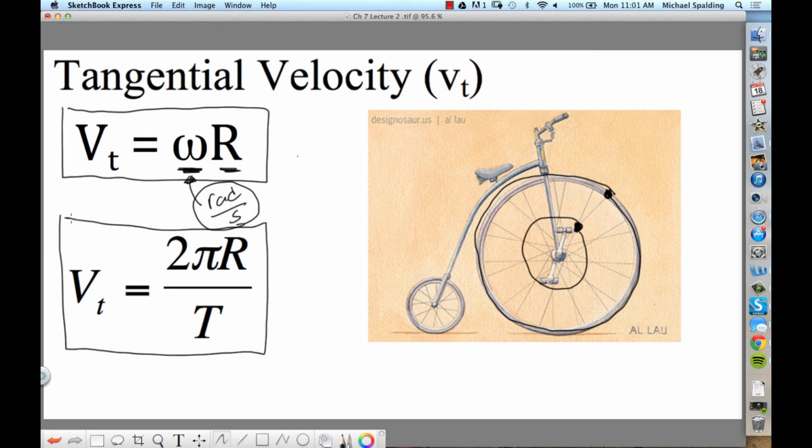Okay? Now, the other way to get tangential velocity is you take this equation. Now look, what's 2 pi r? 2 pi r is circumference, and then what's capital T? Capital T is a time, it's called the period. Now what is period?